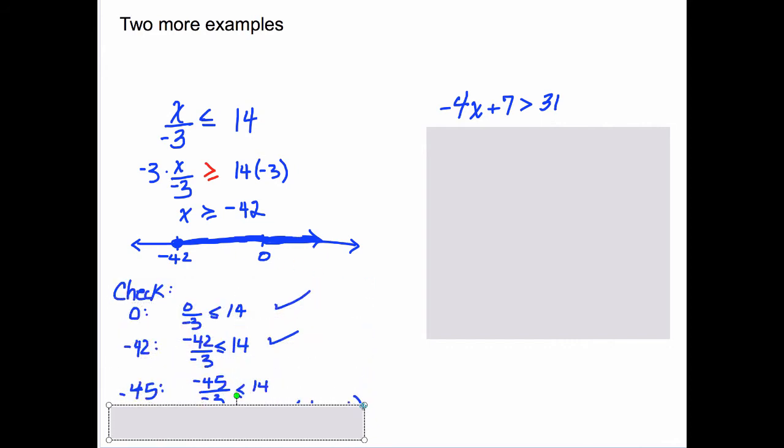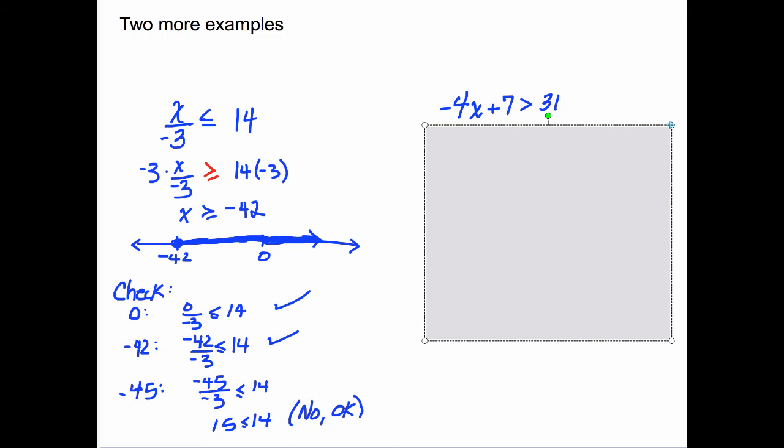And we'll do a check, and we don't have to check numbers that are right next to the solution. 0 should make it true, and in fact it does. 0 is less than 14. Negative 42 should make it true. Negative 42 over negative 3 is 14. 14 is less than or equal to 14, so that's true. And negative 45 should make it false, because negative 45 is out here. Negative 45 over negative 3 is 15. 15 isn't less than 14, so that's okay.